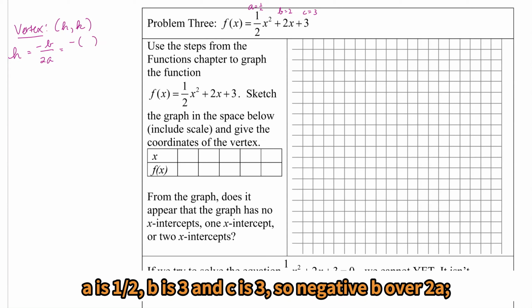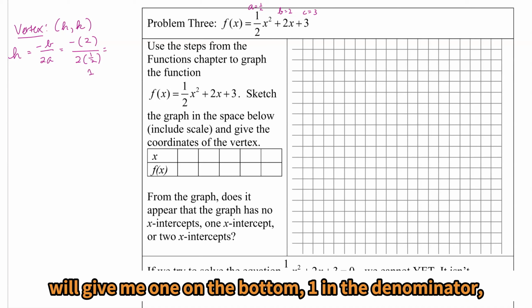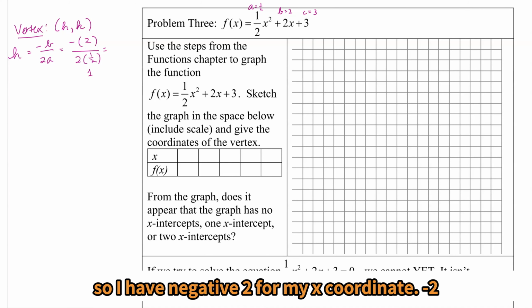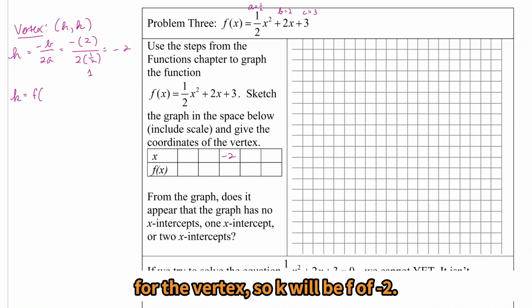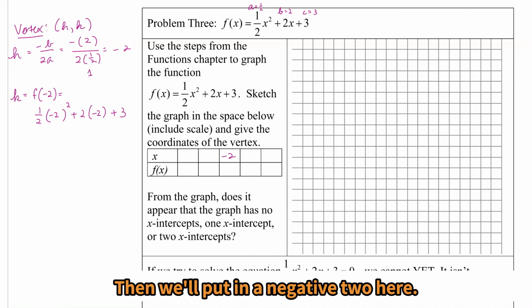So negative b over 2a, b is 2, a is 1/2. 2 times 1/2 will give me 1 in the denominator, so I have negative 2 for my x-coordinate. Negative 2 for the vertex, so k will be f of negative 2. Plugging that in, 1/2 x squared plus 2x plus 3. And we'll put in a negative 2 here.